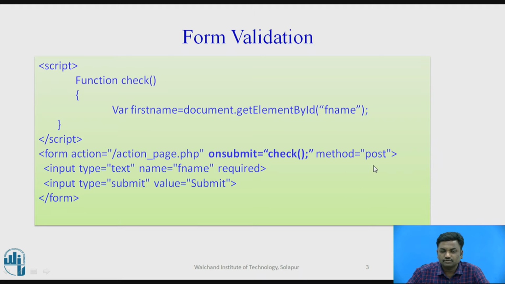There are two types of method passing techniques. One is called get, another is called post. Here there are two things: one is text and another is submit button. When I click on a submit button, it should call this function called check, and some action associated with it will take place. So here it is taking a first name. That's it.